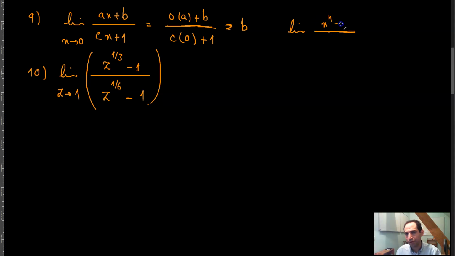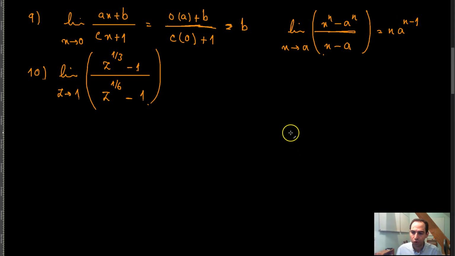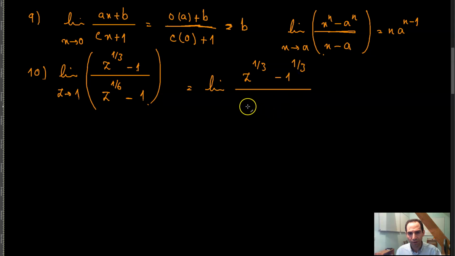we had the limit of x raised to the power n minus a raised to the power n over x minus a as x tends to a. We had this as n times a raised to the power n minus 1, right? So, which means that you can write this as the limit of z raised to the power 1/3 minus 1 raised to the power 1/3 over z raised to the power 1/6 minus 1 raised to the power 1/6, and then you need to make some arrangements here, z tending to 1.